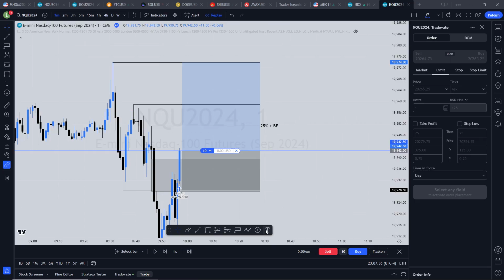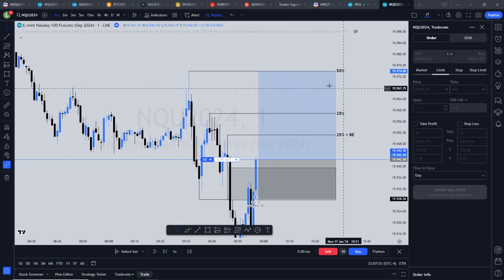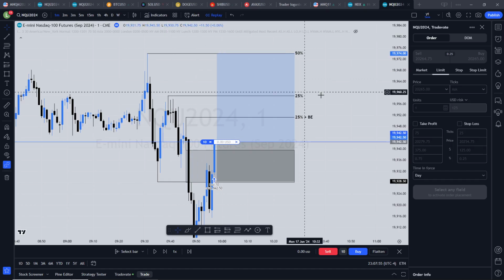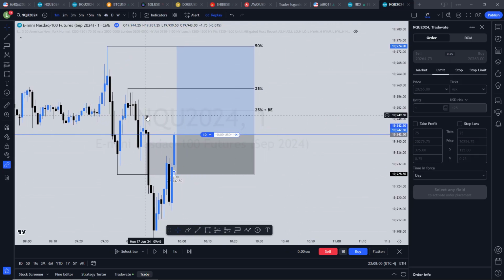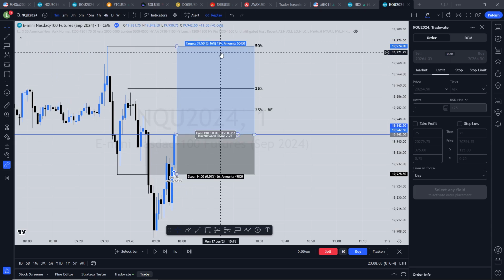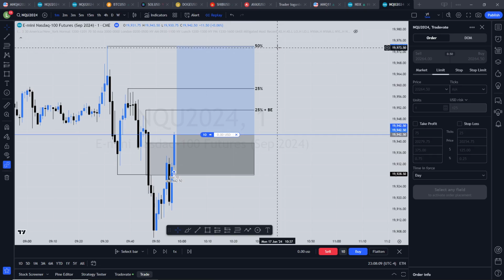Now, when we come up to this internal liquidity here, I'll take out another 25%, right? And then I'll take out the other 50%, the rest of my position, when we get up to this final take profit, this external liquidity. And the reason that I do this is because if we take out this internal liquidity, we should, in theory, continue all the way up to this final take profit if this is the draw on liquidity.